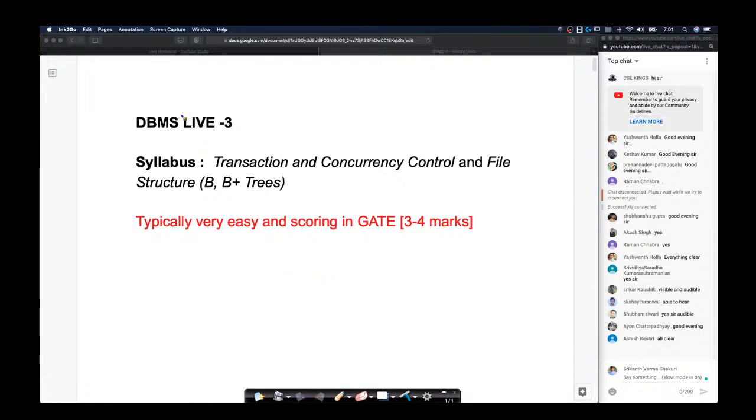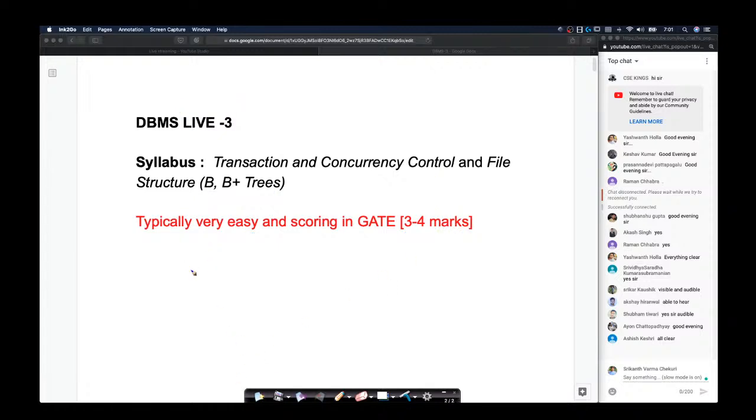Anyway, cool. So let's get started with today's session. Today is the third live session for DBMS for problem solving. And we will be covering transaction and concurrency control, file structures with a specific focus on B and B plus trees. Again, in GATE, you can typically expect about 3 to 4 marks from just these topics. And to be very honest with you, these are extremely easy concepts. The questions that you encounter are very easy and you can easily score these 3 to 4 marks.